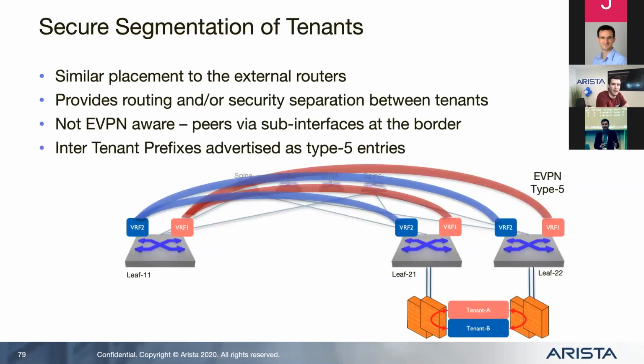One example of this is firewalling, right? How do we provide secure segmentation of tenants? In the same way that we place the external routers, or maybe a load balancer, we can place a firewall at the services edge, or maybe the border leaf, and then have one interface or one virtual interface inside one tenant, and the other interface in another tenant. The firewall itself can then provide the routing between the two, and of course the security policies that need to be applied between the different environments.